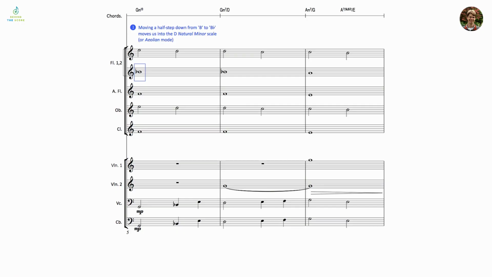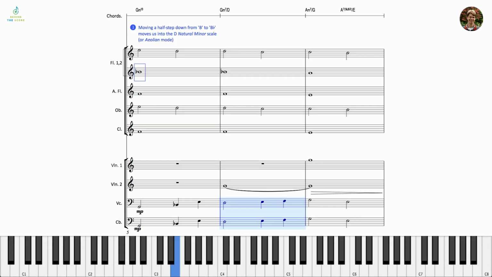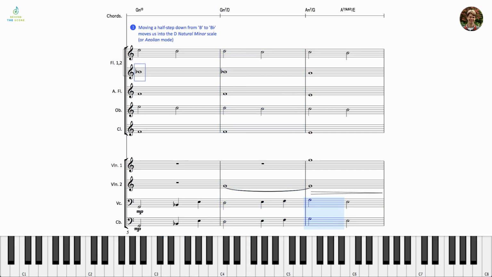By the way, I like the bass line in measure 6. It steps up from D to E to F. It's almost like a counter melody. It finally reaches G in measure 7, but by this point the harmony has changed.